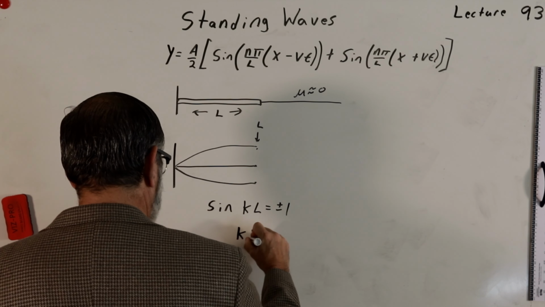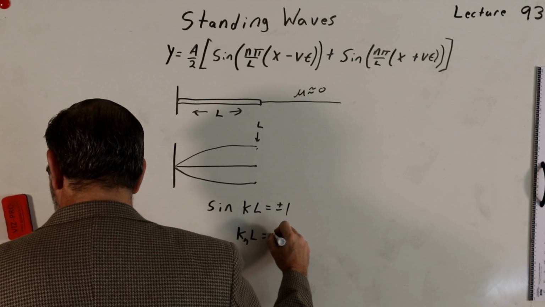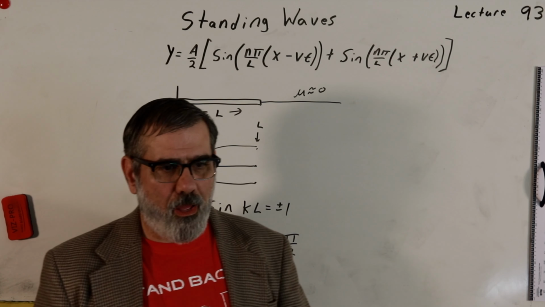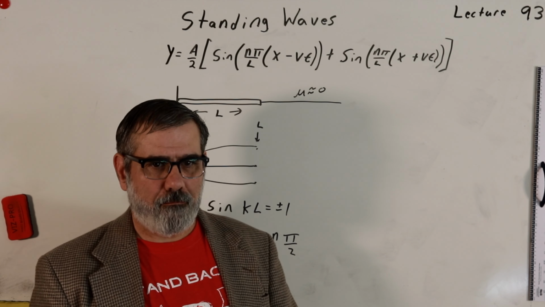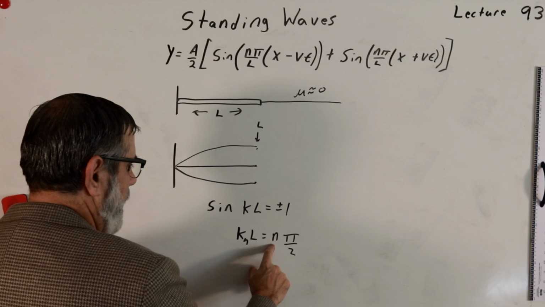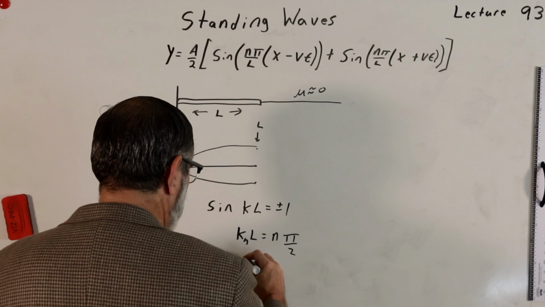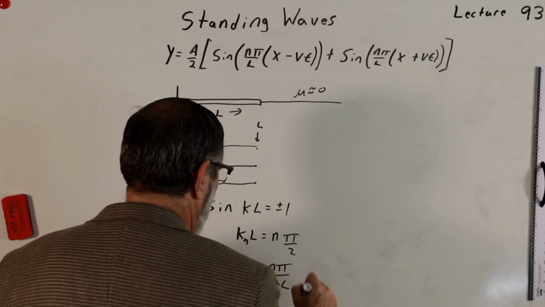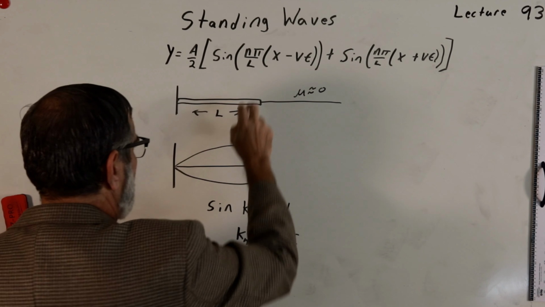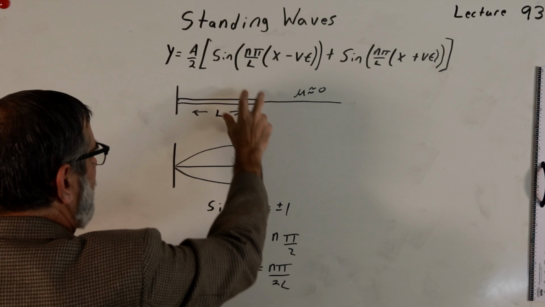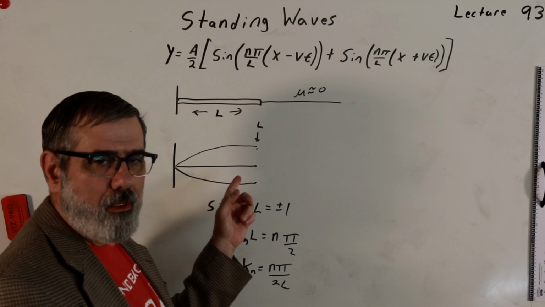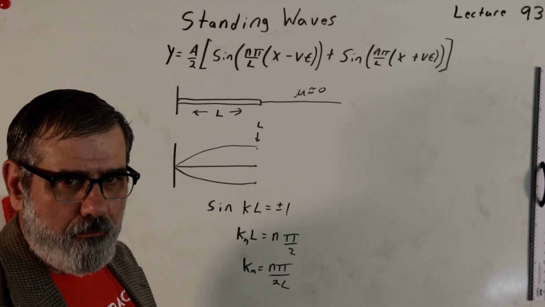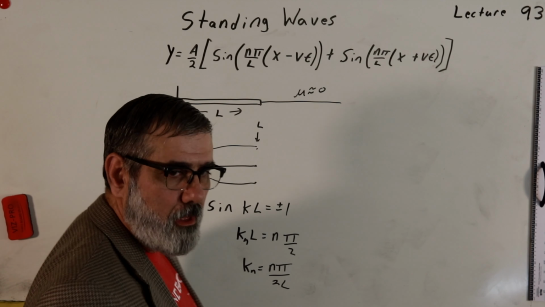That will happen if k sub n times L is equal to n pi over 2, because pi over 2 is when a sine wave is equal to 1. So any integer n times pi over 2 will satisfy this. That gives me that k sub n is equal to n pi over 2L. So very similar to the condition we had up here. We would just modify this for a free end to, instead of having n pi over L, have n pi over 2L, you see? So it just changes what wavelengths are allowed on the instrument.